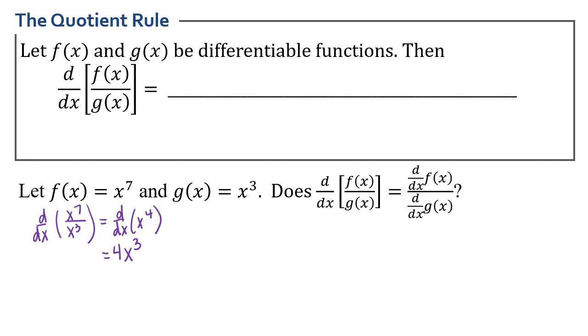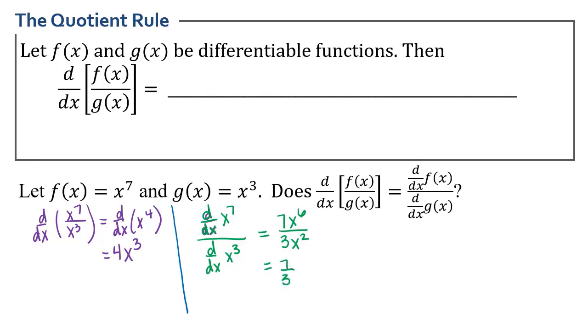All right, when I look at doing it the other way, that would be d over dx of f of x over d over dx of g of x. So that would give me 7x to the 6th in the numerator over 3x squared in the denominator, which gives me 7/3 x to the 4th. These are not the same. So we cannot just take the derivative of the numerator divided by the derivative of the denominator.